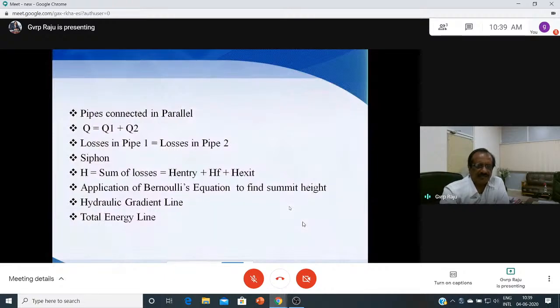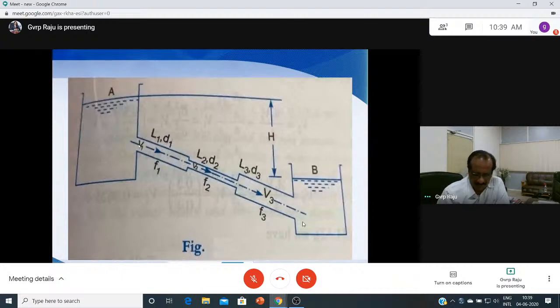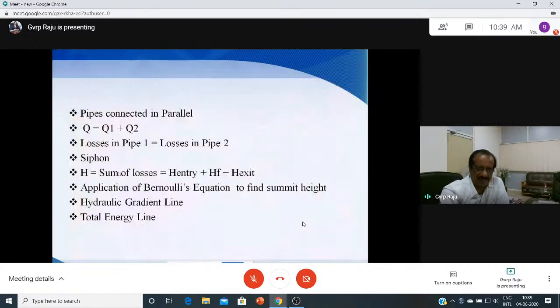You need to take up the other equation, that the discharge is the same. So Q is equal to A1 V1 is equal to A2 V2 is equal to A3 V3. That is because the same quantity of water is flowing through the pipe. So based on that, you can get the analysis here. And the other one is the compound pipe, which is another important discussion.